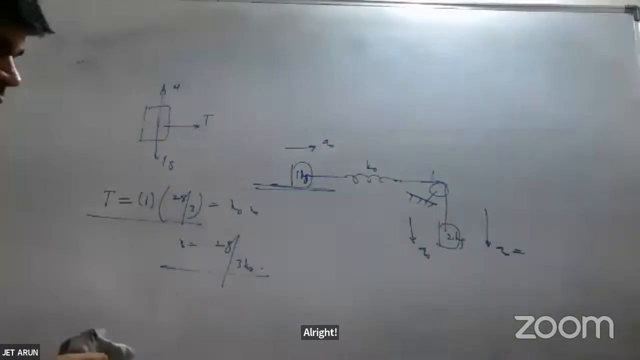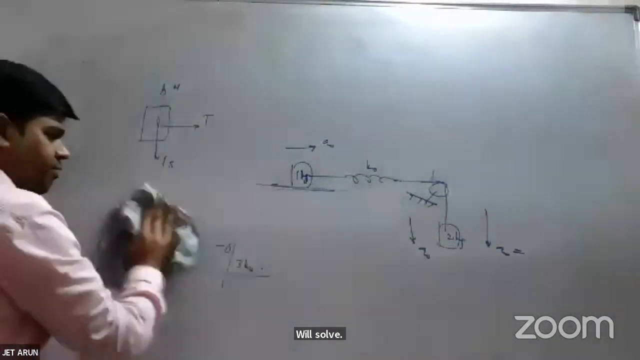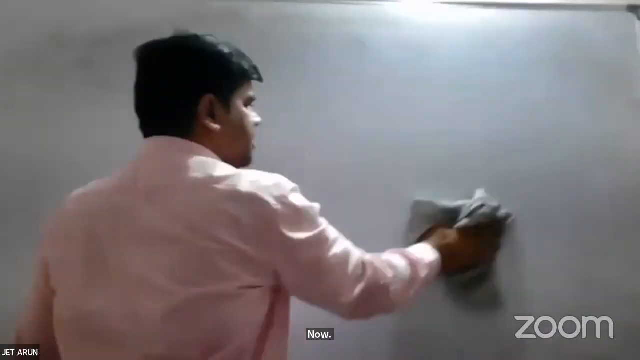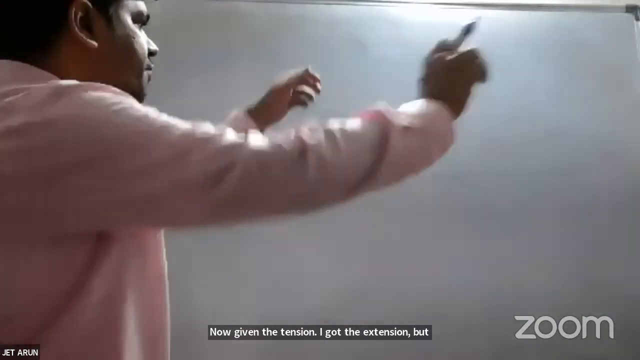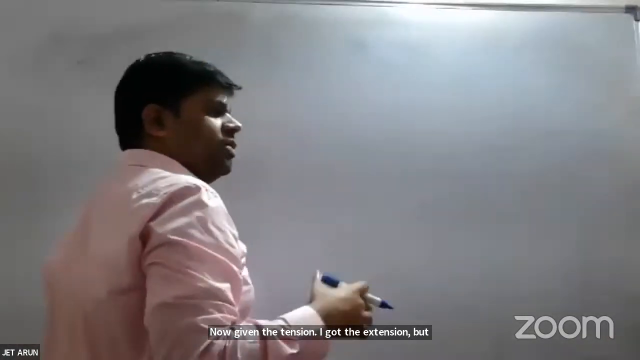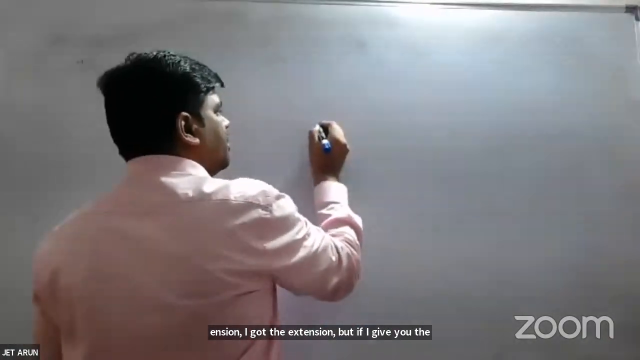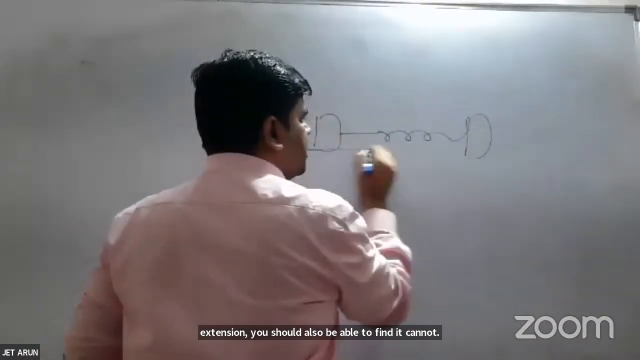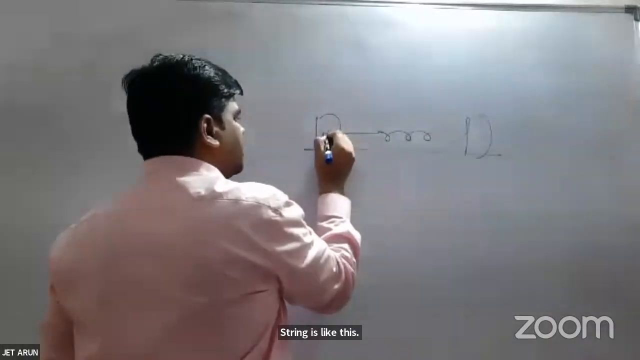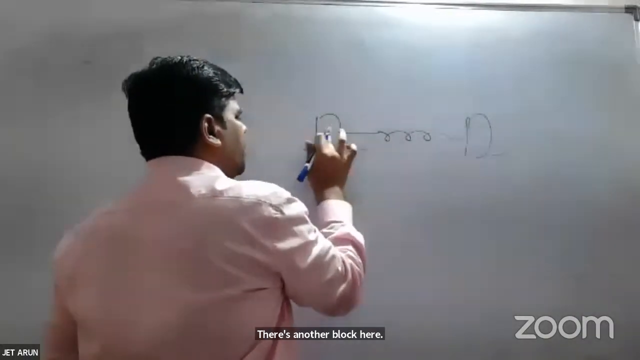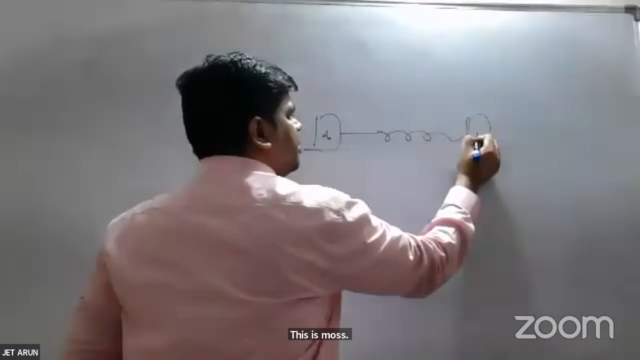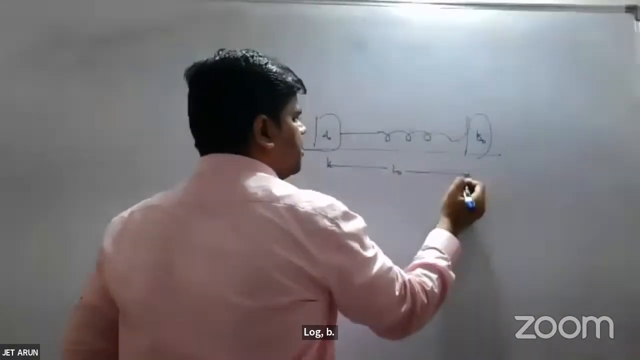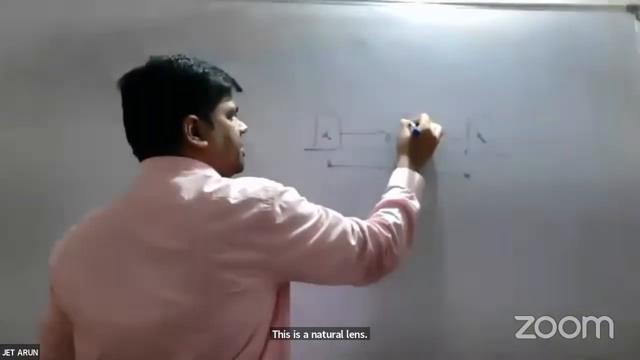Now, given the tension, I got the extension. But if I give you the extension, we should also be able to find the tension. How will I find it? K naught, X naught. Let's say I've got a block, the spring is like this, and there's another block here. This is block A and block B. This is the natural length. The spring constant is K naught.